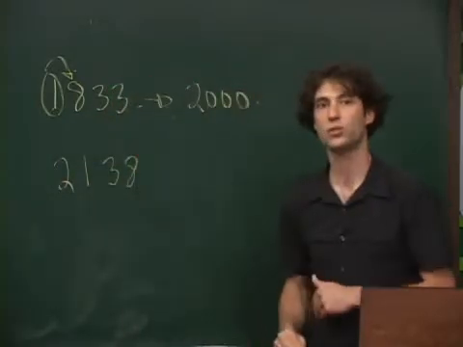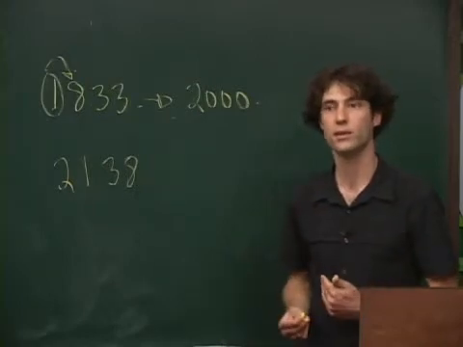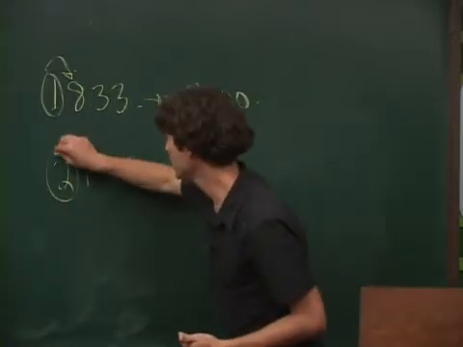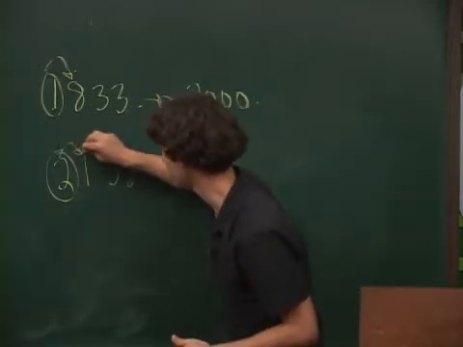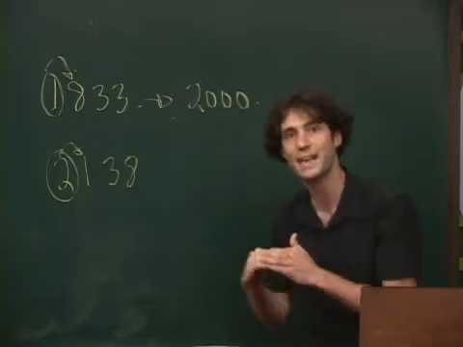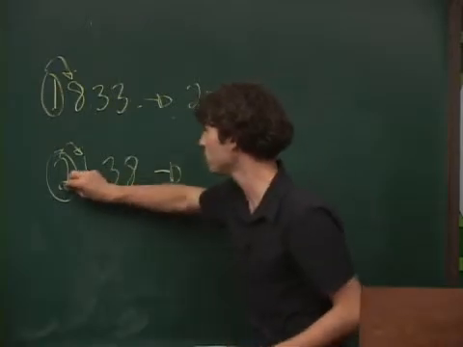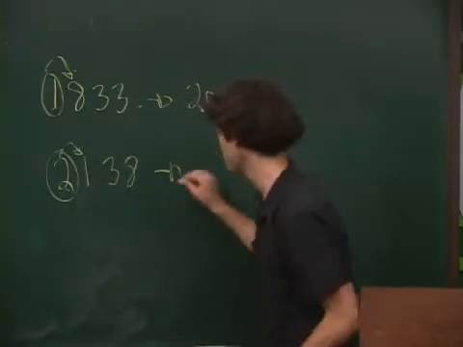But if I give you the number 2,138, and I ask you to round it to the nearest 1,000, you take this number here, the column of the thousands, you look at the number on the right, and it's a 1, it's less than 5. This will not go up, it will stay the same.